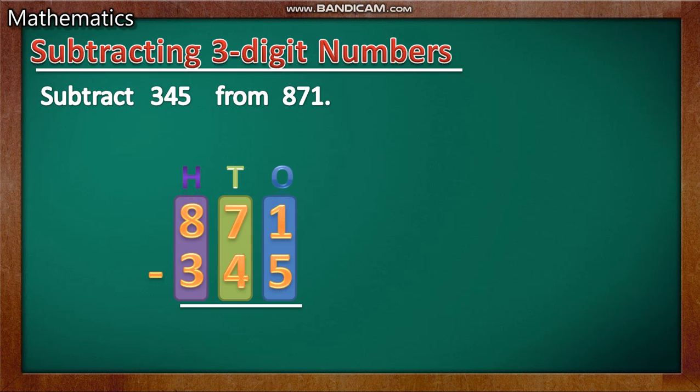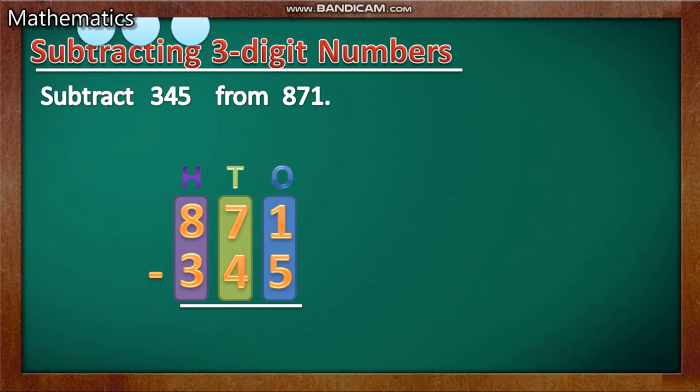1 minus 5. Can you subtract 5 from 1? Suppose in your hand there is 1 apple. Can you give 5 apples? No. Why? Here this 1 is less than 5, so you can't subtract 5 from 1. Then what will we do? We have to borrow. Borrow from where? From the tens place, from the next place, that is 7, from 7.